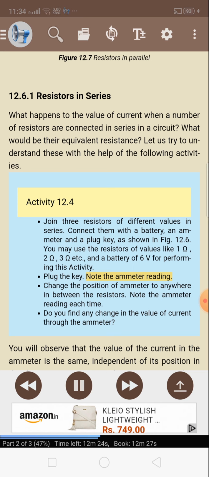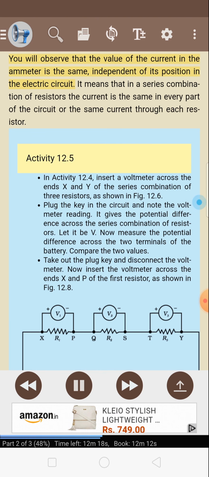Plug the key. Note the ammeter reading. Change the position of the ammeter to anywhere in between the resistors. Note the ammeter reading each time. Do you find any change in the value of current through the ammeter? You will observe that the value of the current in the ammeter is the same, independent of its position in the electric circuit. It means that in a series combination of resistors, the current is the same in every part of the circuit, or the same current flows through each resistor.